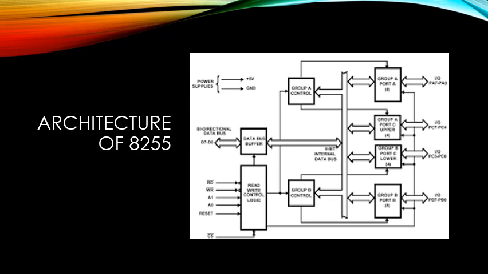Similarly, the data bus buffer is there. Here D0 to D7, 8 pins, are there. This data bus is also bidirectional. It is connected to Group A and Group B control. This data bus buffer is connected to the read-write control logic. Here the read and write lines, address lines A0 and A1, reset pin and CS bar pin are connected to this control logic block. Power supply pins, +5 volts and ground, are there. This is the block diagram of 8255, and all the pins are arranged in this block diagram.